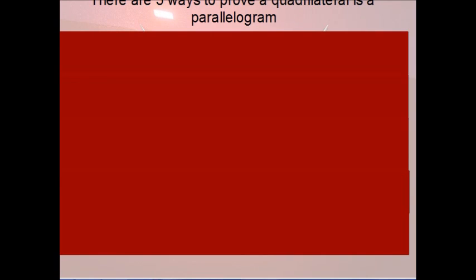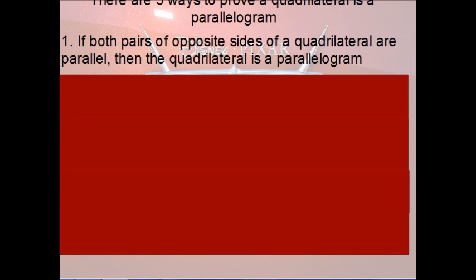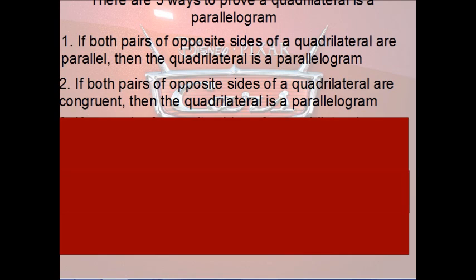We have 5 ways to prove that a quadrilateral is a parallelogram. Our first way: if both pairs of opposite sides of a quadrilateral are parallel, then the quadrilateral is a parallelogram. Our second way: if two pairs of opposite sides of a quadrilateral are congruent, then the quadrilateral is a parallelogram.